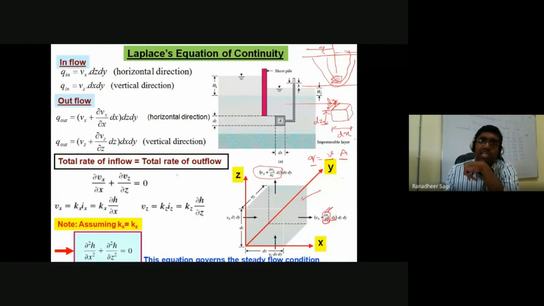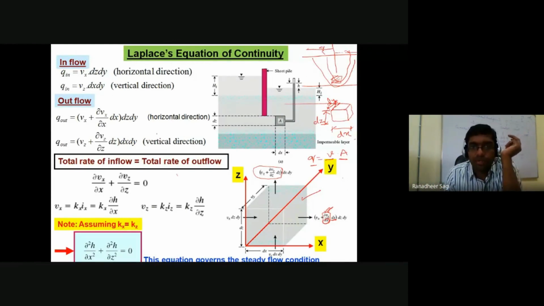Now, what is the cross-sectional area through which the water particle is entering into the soil element? If the water particle is traveling in the x direction, then what is the cross-sectional area available through which the water particle is entering? When I say flow is in x direction, the flow is always considered to be perpendicular to the cross-section of the soil element. So what are the cross-sectional dimensions here? dz in the vertical direction and dy in this direction. So the cross-sectional area of the soil element through which the flow is entering in x direction is nothing but dy into dz.